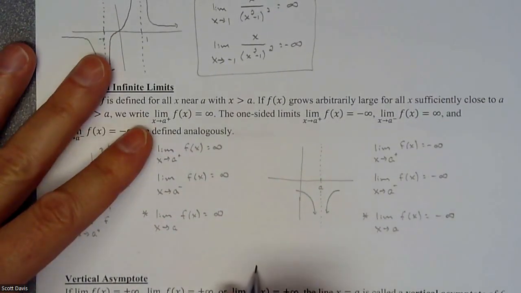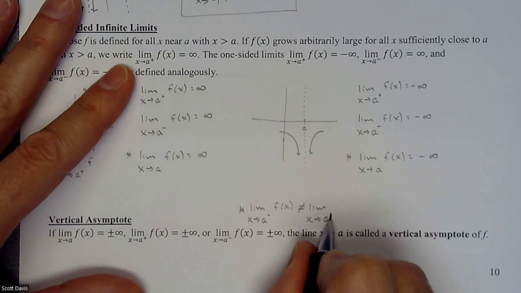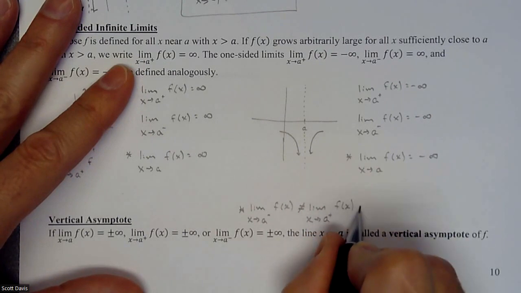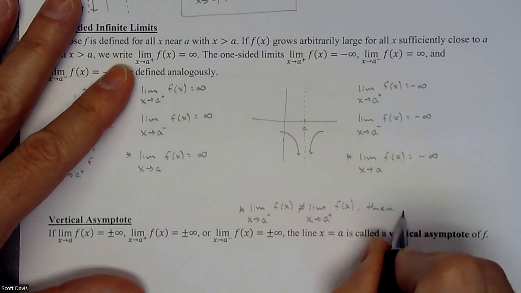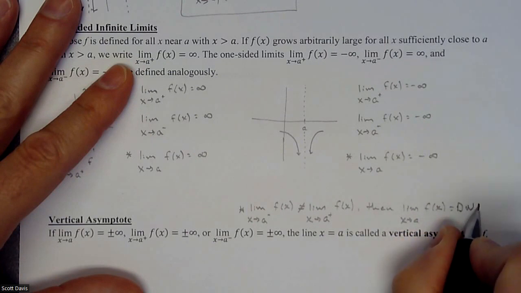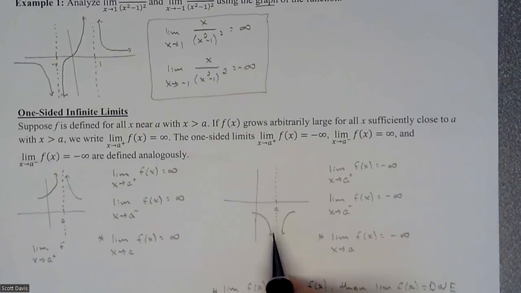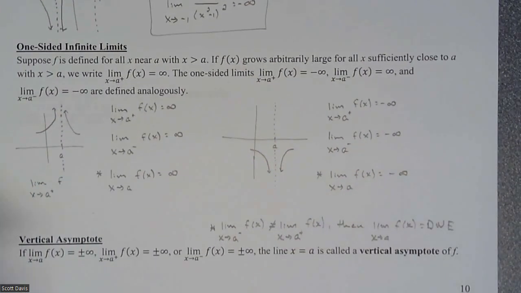When it won't happen is if we have the limit, remember, as x approaches a from the left, does not equal the limit as x approaches a from the right. That's when our overall limit does not exist. This does not exist. Okay, so that's the only time. So basically, if we have an asymptote where one side goes up and one side goes down, that's when it's not going to exist. Okay, so a little bit of digging that we can do.